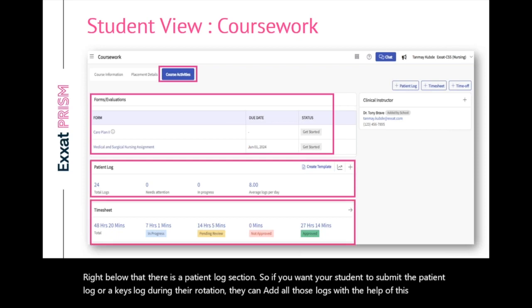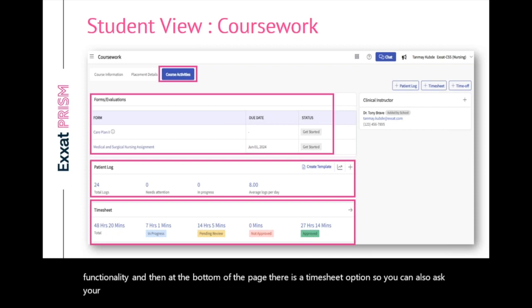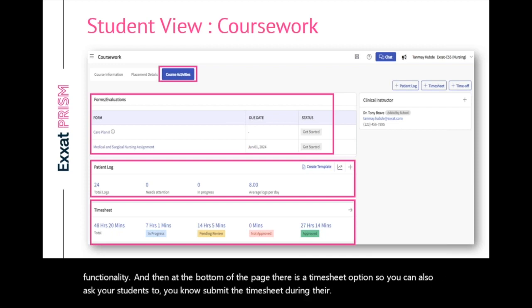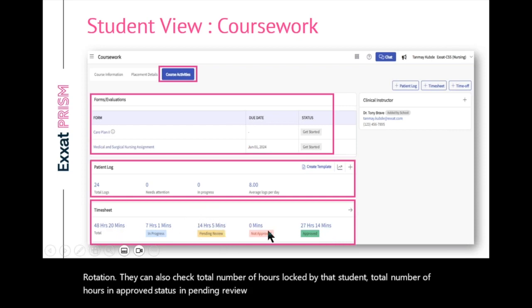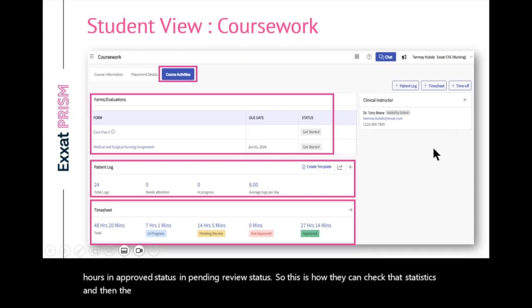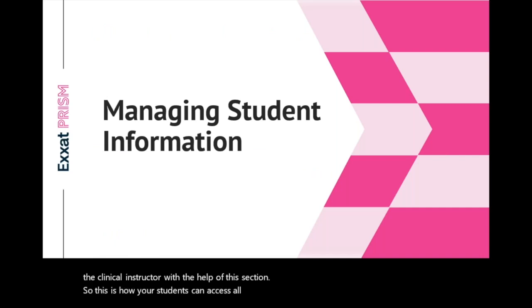And then at the bottom of the page, there is a timesheet option. So you can also ask your students to submit the timesheet during their rotation. They can also check the total number of hours logged by that student, total number of hours in approved status, and in pending review status. So this is how they can check that statistics. And then the clinical instructor information that we have already discussed, they can also add the clinical instructor with the help of this section. So this is how your students can access all that information at their end.